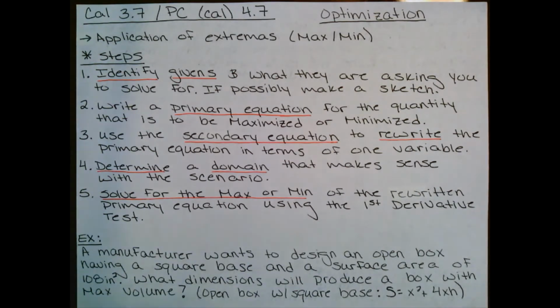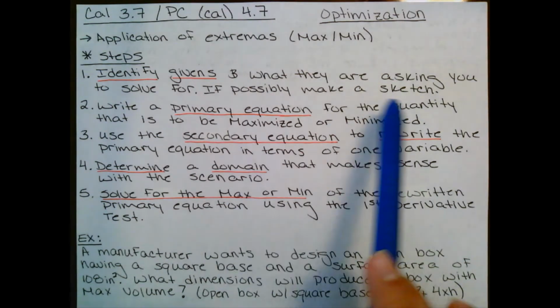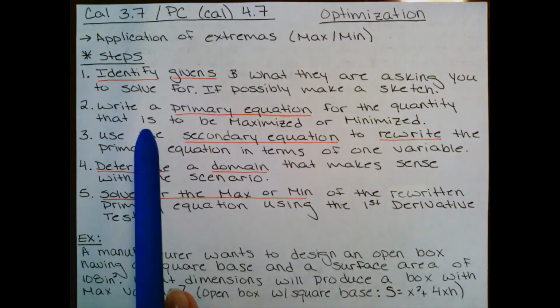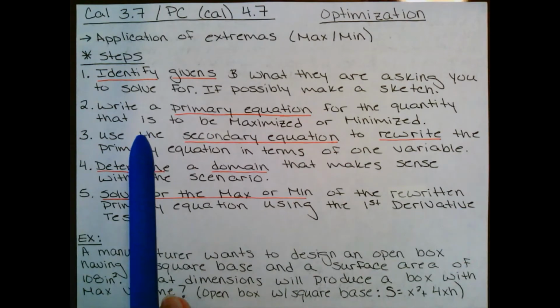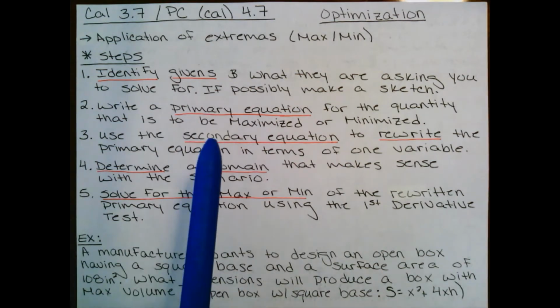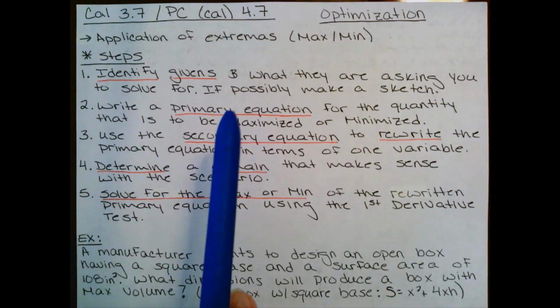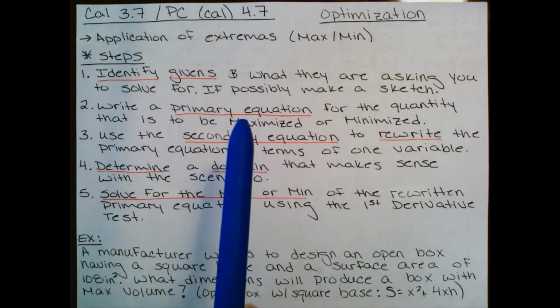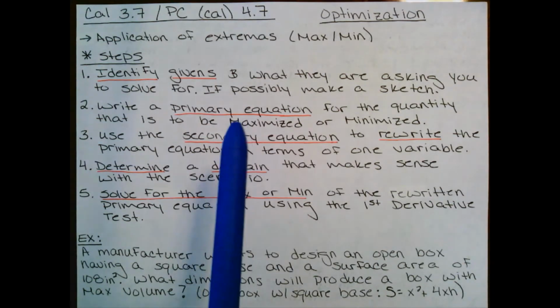The steps that we're going to do is we're going to identify the givens and what they are asking you to solve for. If possible, make a sketch. Then they're going to give us two different equations that they're going to want you to work with. One of them we're going to call the primary equation, and the other one we're going to call the secondary equation. So the primary equation is the one that they want you to maximize or minimize. So for example, if I said we want a maximized area with a certain amount of fencing, then your primary equation would be the area formula.